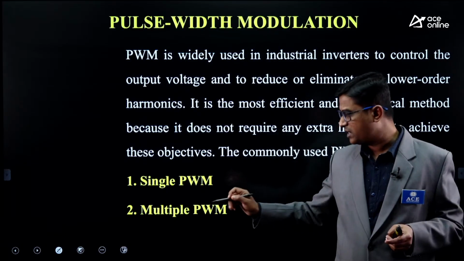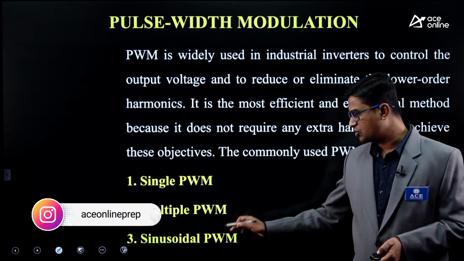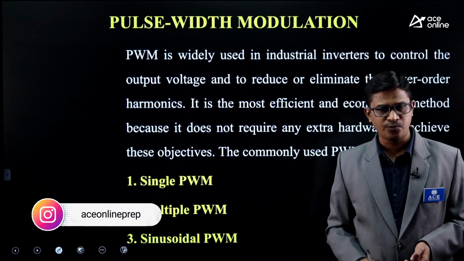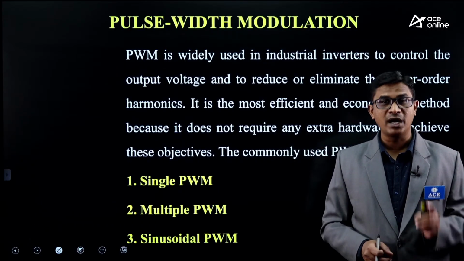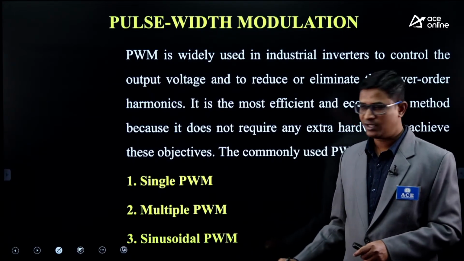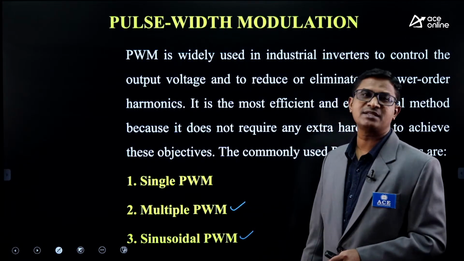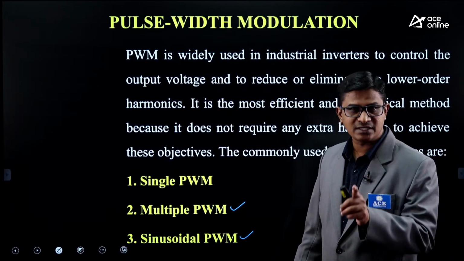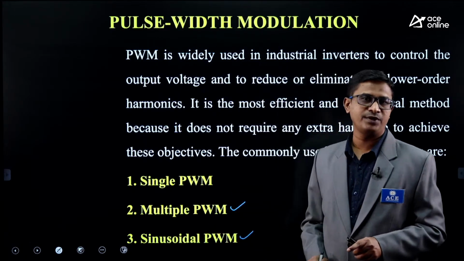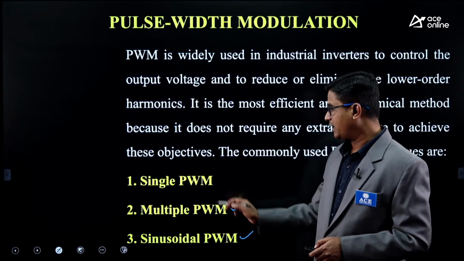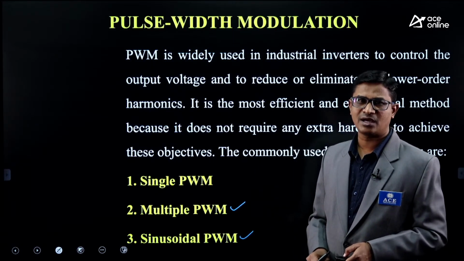But the width of each pulse is the same or equal. The third one is the sinusoidal PWM technique. Here also, corresponding to each half cycle of output, we get multiple pulses, but the width of each pulse is not equal. In the multiple PWM, we get multiple pulses per half cycle and the width of each pulse is the same; here the width of each pulse is different. Are you getting the point? And the next one is the single PWM, where we have only one pulse corresponding to each half cycle.